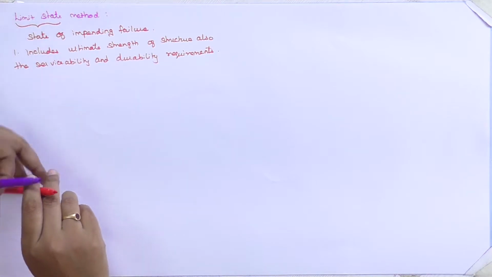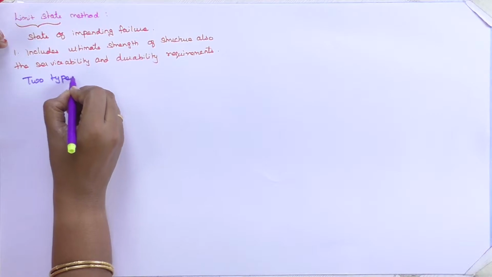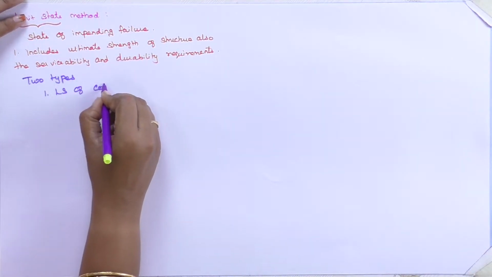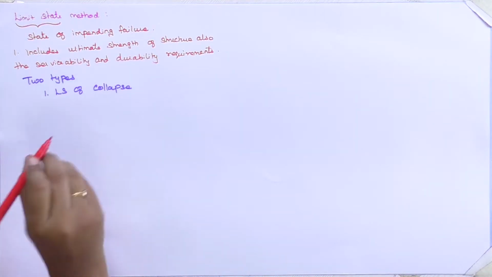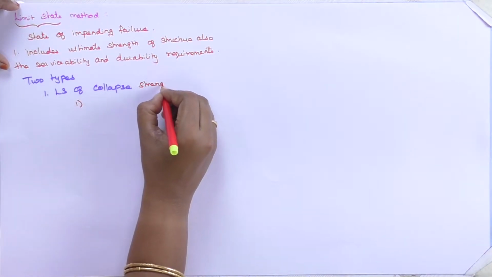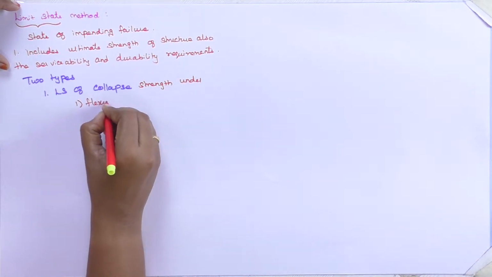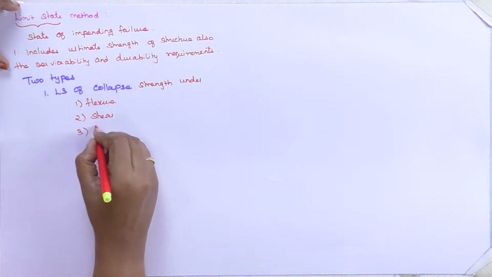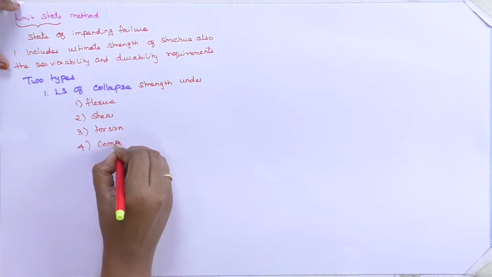We have two types of limit state methods. One is limit state of collapse. The limit state of collapse includes strength under flexure, shear, torsion. Fourth one is the compression.